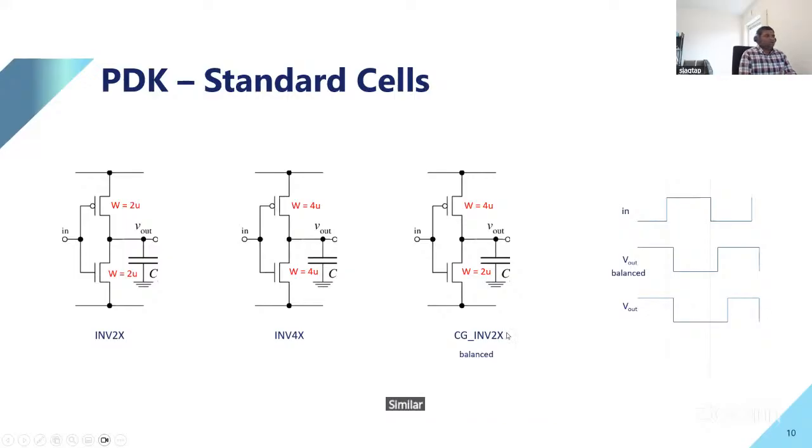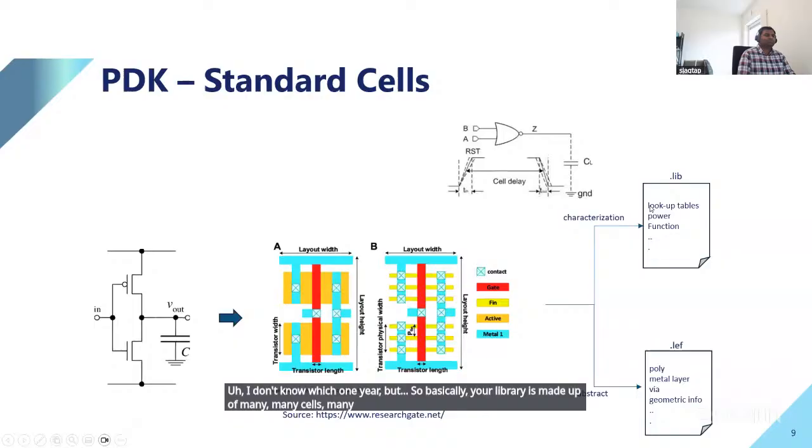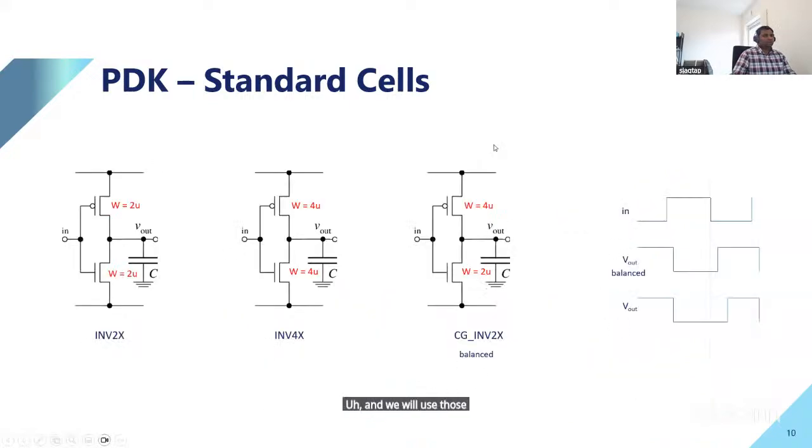Similarly, you will have cells designed for different threshold voltage, so basically how fast they will act. I have not shown it here, but your library is made up of many cells with many different electrical characteristics. Some are balanced, some are not balanced. And we will use those cells wherever they fit best. For example, balanced cells should go into the clock tree. Otherwise, these cells should go into the path.